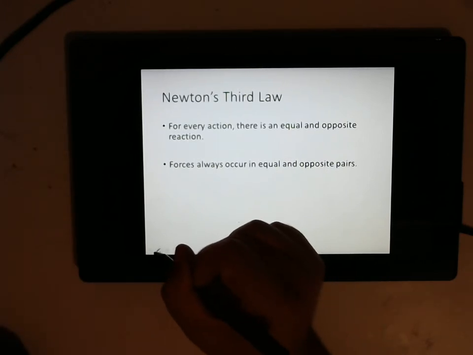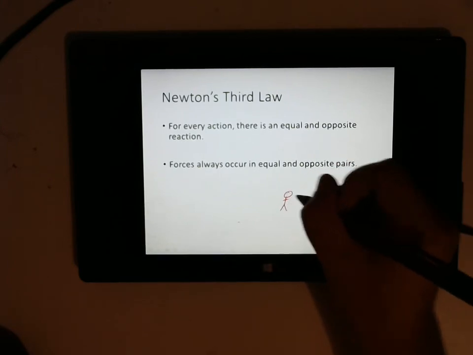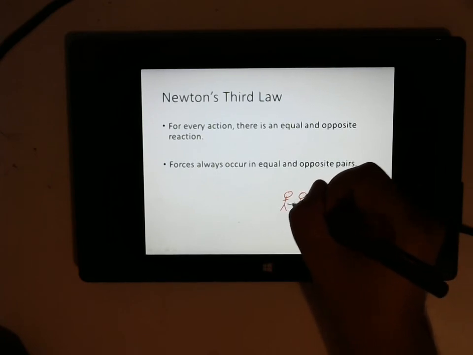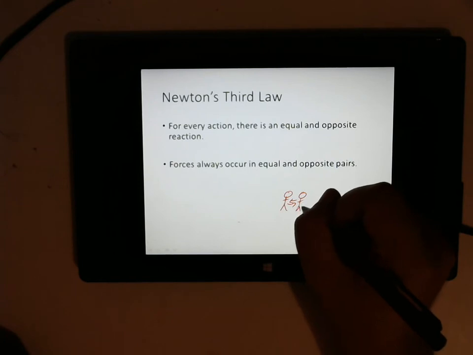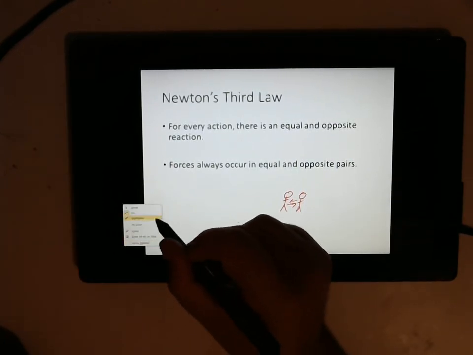Okay? So let's draw something out there. Let's say I've got two people, and this guy pushes on this person. There will be a pushback, same size, different direction, and that's what the opposite is talking about. Okay.